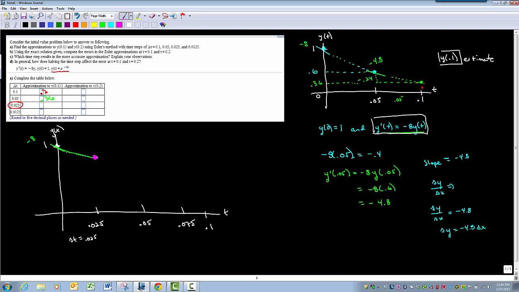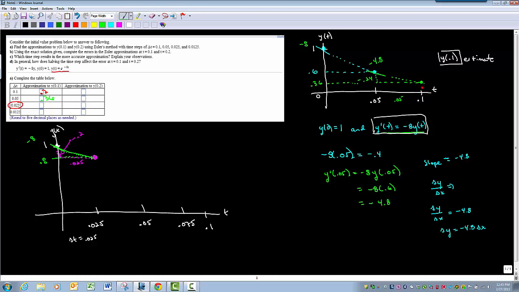To get to this point right here, we're going to figure out how far down we have to go. Well, we know this is 0.025, and we know the slope is negative 8. If we multiply those together, we get a distance down of negative 0.2. So this length right here is negative 0.2, which gives me a height value here of 0.8, because I was at a height of 1 and I'm going down 0.2.